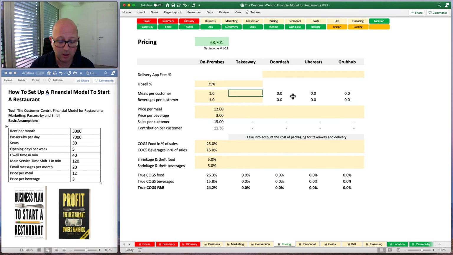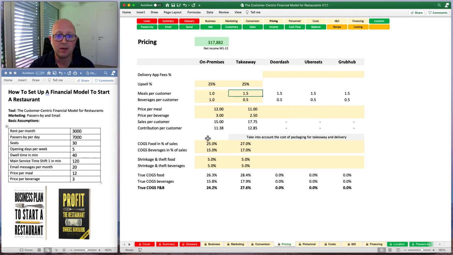some pricing numbers for takeaway. Let's say on average they take away 1.5 meals and 0.5 beverages. Many will take away a second meal for their partner, and many won't need a beverage on the way. And we assume $11 for takeaway food and $2.50 for the beverage takeaway. And we calculate a little bit more COGS because you also need to consider packaging. And we put in a little bit more for the beverages. Shrinkage, we assume the same. And we are also active in upselling.